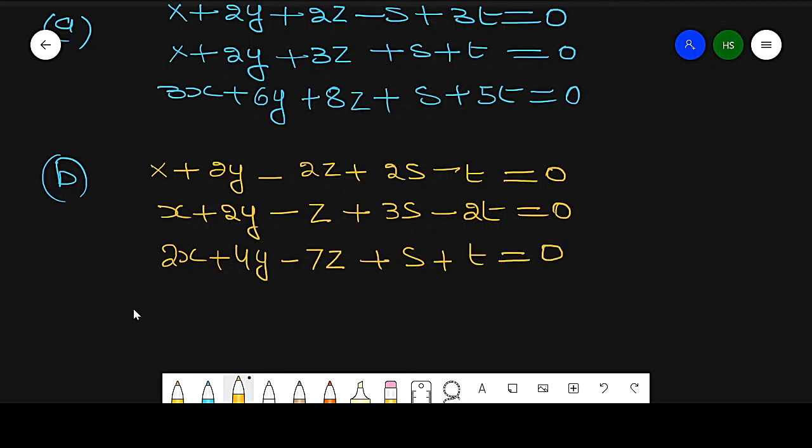So find the dimension and basis of these two equations. The answer for the dimension is 3 for the first, and again the dimension is 3 for the second. So the dimension of the solution space is 3. So do it yourself. This type is very important for examination.